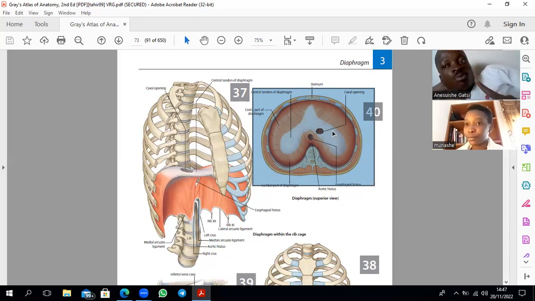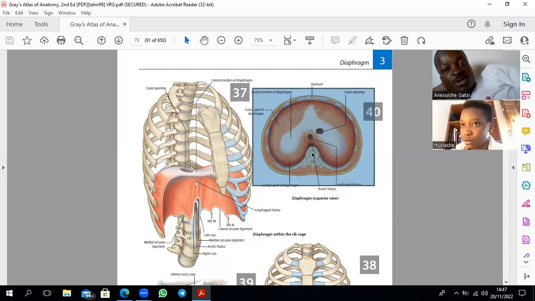For a structure to move from the thorax to the abdomen or vice versa, it has to pass through the diaphragm. For example, there is this opening which we call the caval opening. That's where the inferior vena cava passes from the abdomen, going to the thorax to drain into the heart. There is this one called the esophageal hiatus. That's where the esophagus moves from the thorax to the abdomen. Then there is an opening which is not an opening.